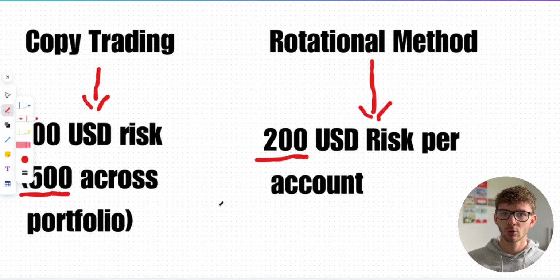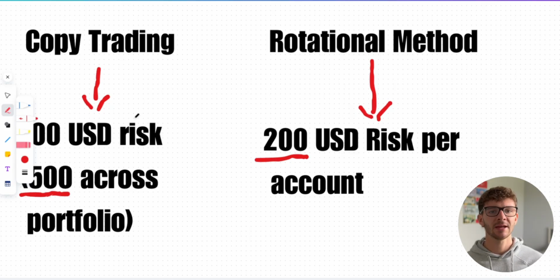So across my entire portfolio on any one trade, I'm actually less than half the risk compared to the copy trading method. And in fact, the upside is much better for me because I'm risking $200 on this account. So this one account, if it wins, is going to be much better off than each individual account when copy traded. So to break that down, basically, if I'm using the rotational method and I take a win, that account is closer to a payout because it was able to risk more.